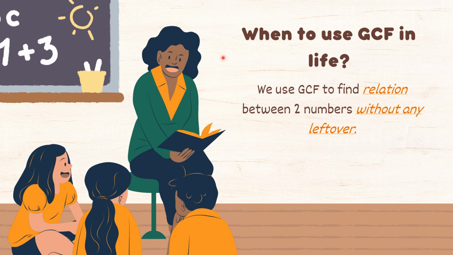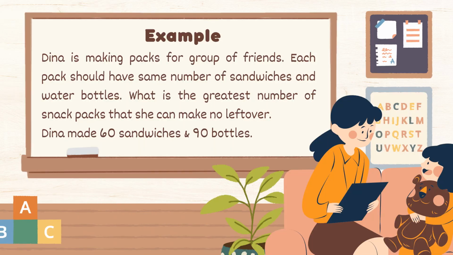The objective of this lesson is to learn when to use GCF in life. We use GCF to find the relation between two numbers without any leftover. Make sure that you understand these words: relation between two numbers without any leftover. And we have an example.